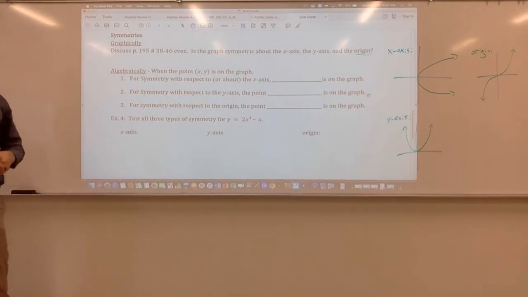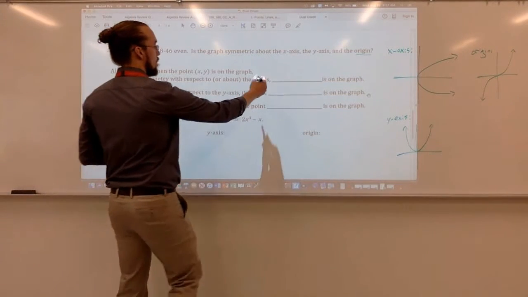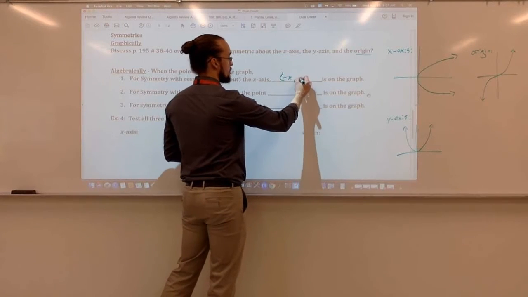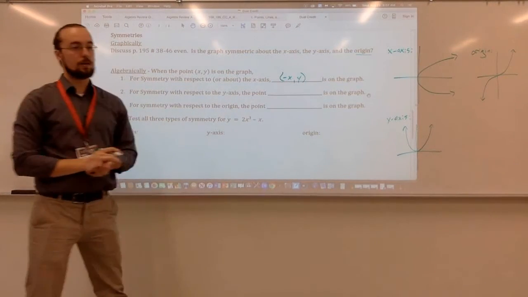So algebraically, what this means is, if we have a point (x, y) on a graph, then the point, and I always mess these up, so I have to make sure I write this down correctly, then the point (-x, y) will also be on the graph.